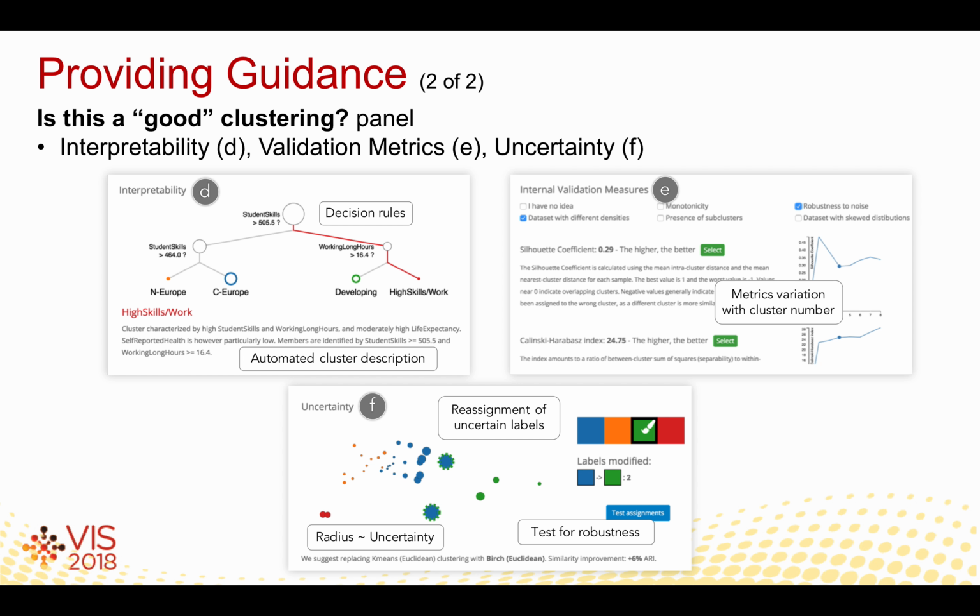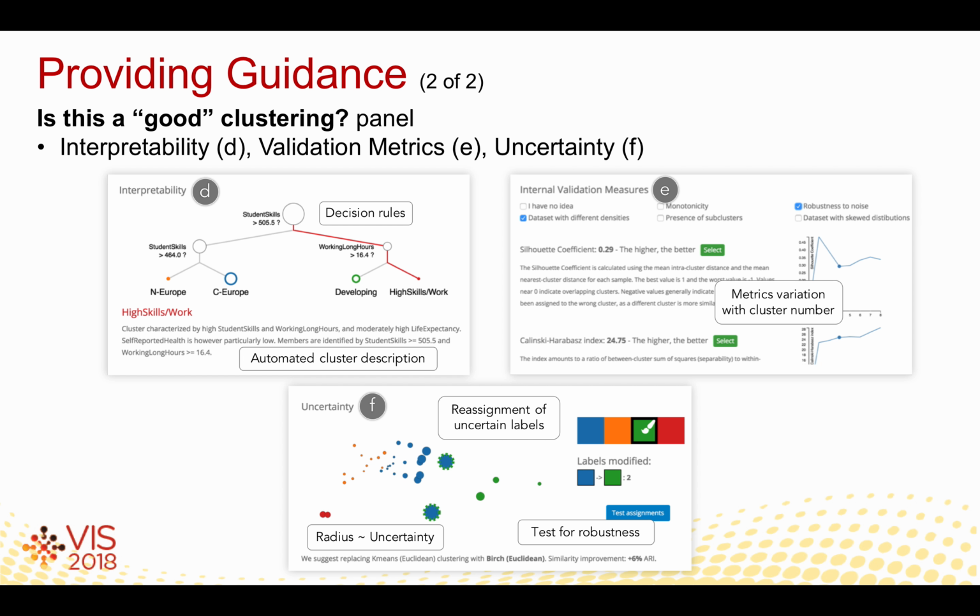The second panel is "Is this a good clustering?" That means, is this good mathematically, meaning separation and compactness, but also is it good for my own purposes, so it is useful to me. So the first one is about interpretability, and here we try to use decision trees and decision rules in order to provide a semi-automated textual description that is both qualitative and quantitative.